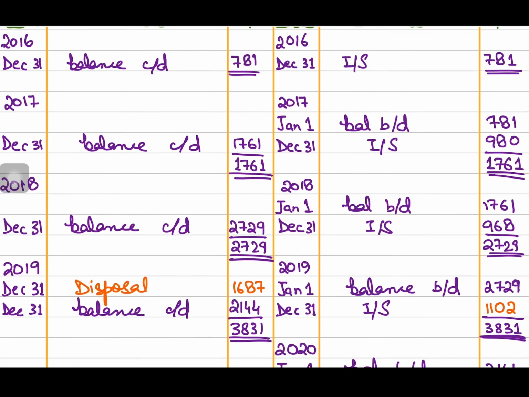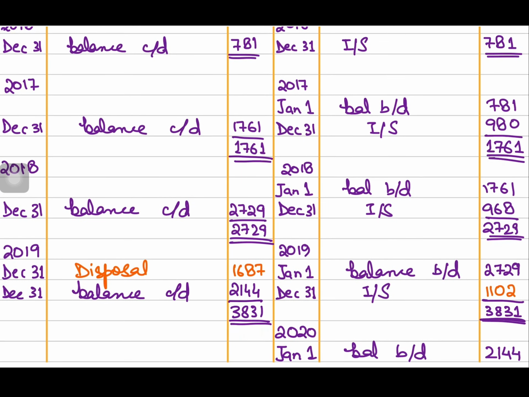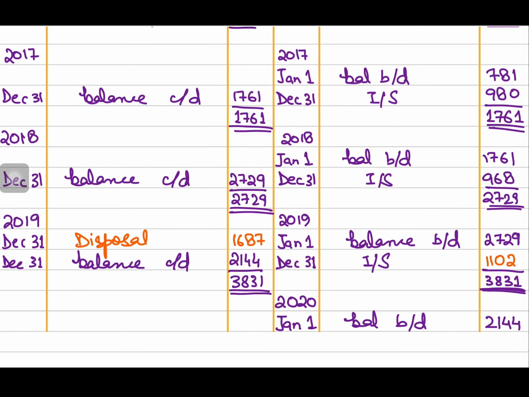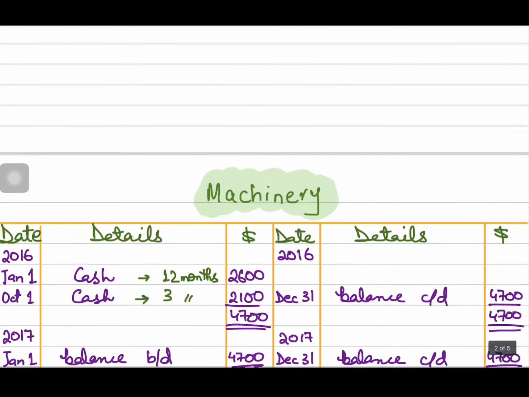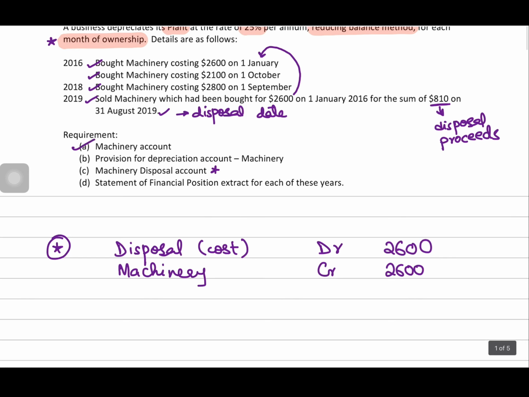So this is how you prepare the provision for depreciation account if there is a disposal of a non-current asset in the question. So we are done with how many requirements? We are done with the first one, we are done with the second one as well. Let's do the third one, that is the disposal account.